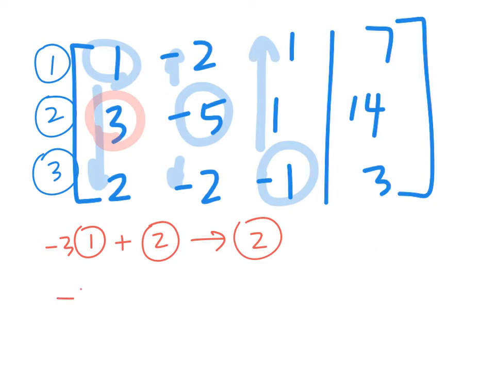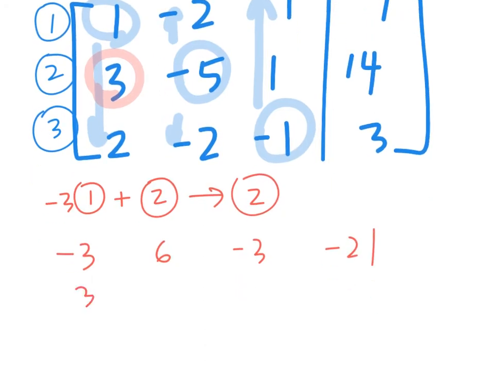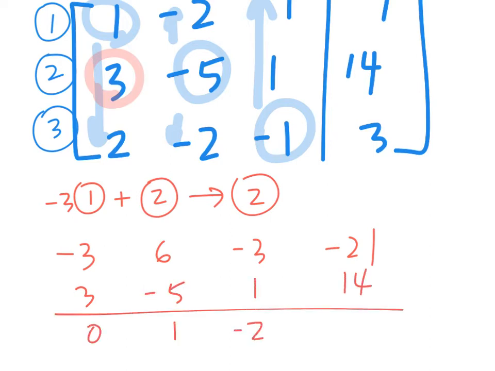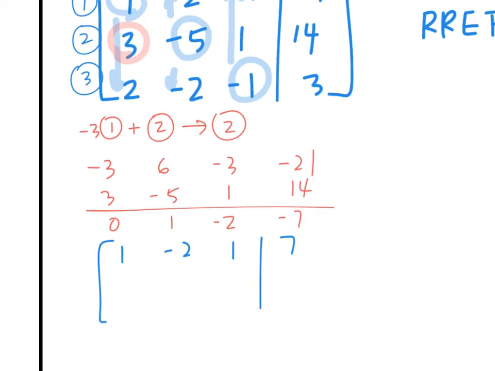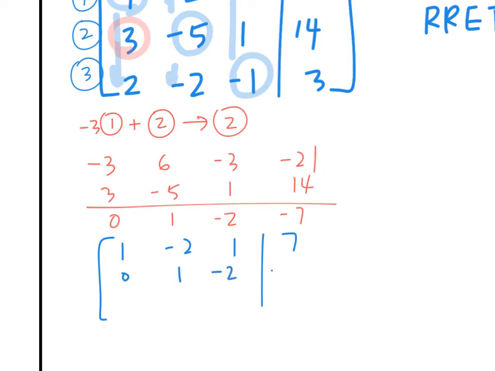All right, so that is negative 3, 6, negative 3, negative 21. Add to row 2: 3, negative 5, 1, 14. That becomes 0, 1, negative 2, negative 7. We're going to replace row 2. So now we have 1, negative 2, 1, 7; 0, 1, negative 2, negative 7; 2, negative 2, negative 1, 3. Okay, so people who didn't learn this last year, are you with me? Like, you know what to do now? Yes?